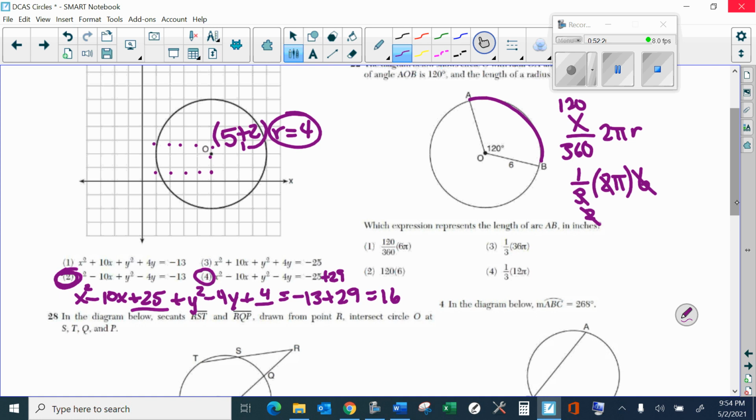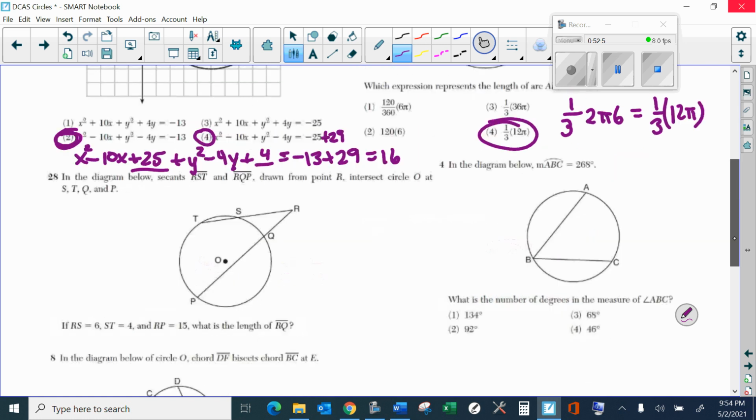Okay, so they want you to do this. Leave it in these terms, so we cut it down. All right, so we have 1/3 of 2 pi r, which is just the same thing as 1/3 of 12 pi. We see that 1/3 of 12 pi is 4. Okay, so they didn't want us to simplify it all the way. They're seeing if you can reduce it down like this.